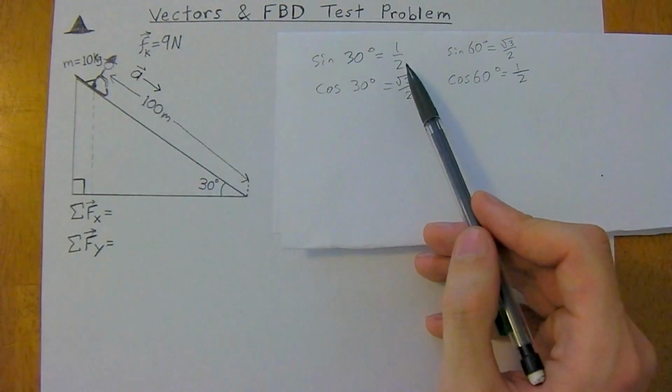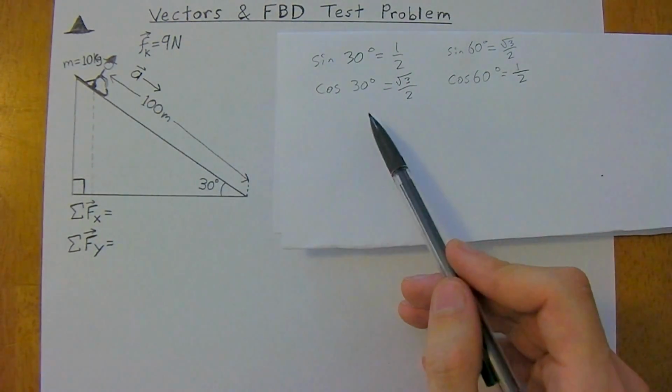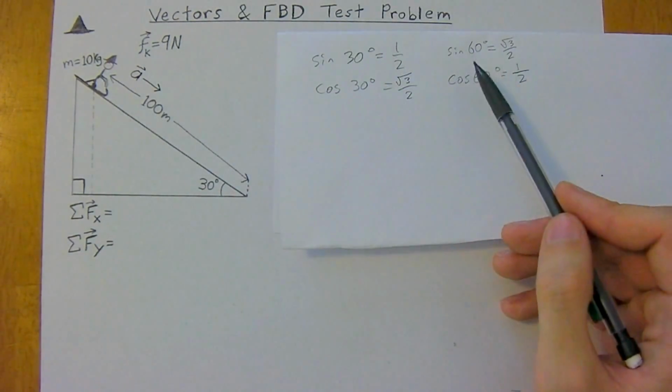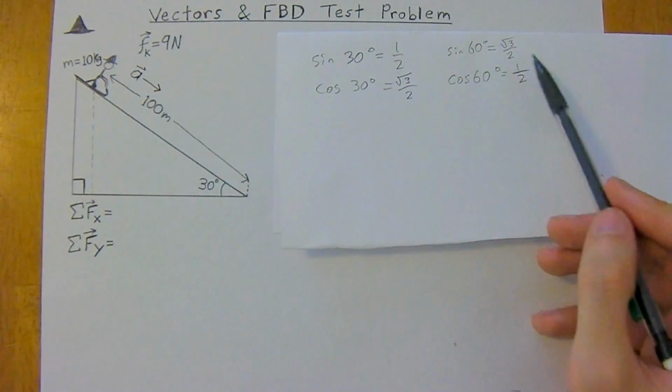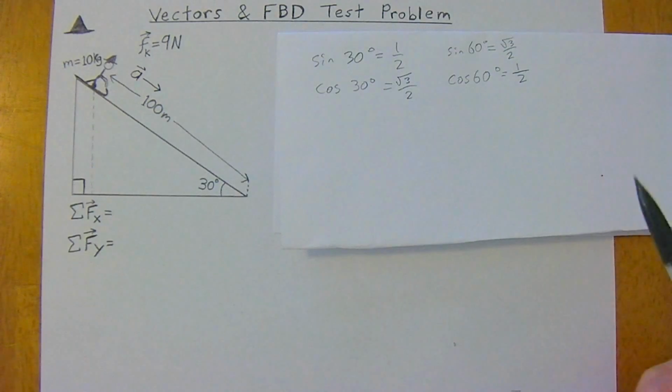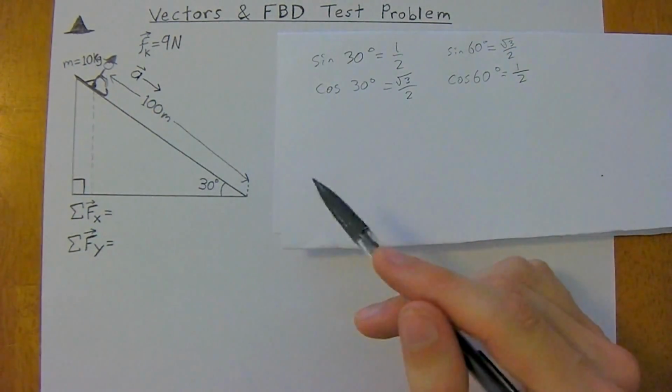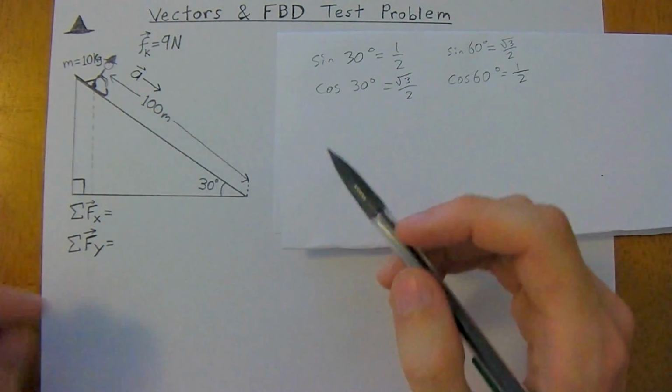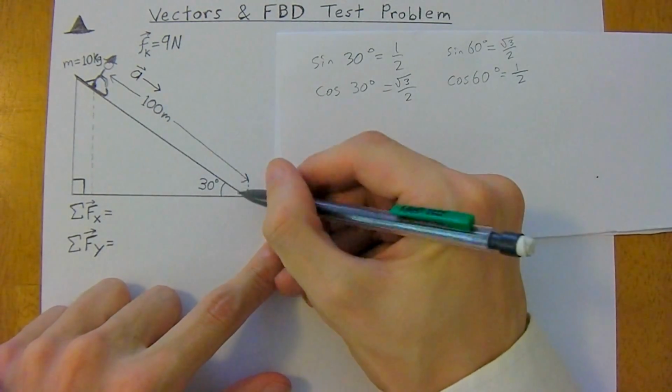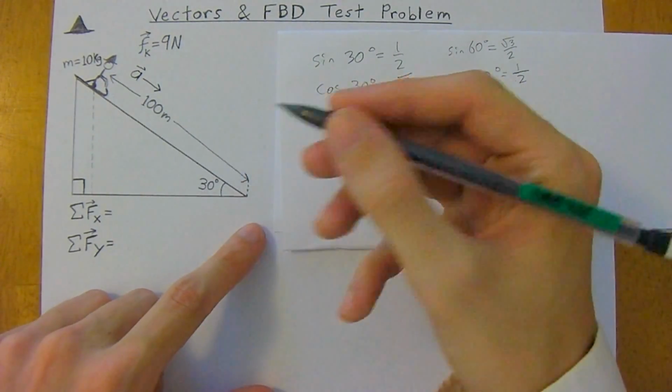So sine of 30 degrees is 1/2, cosine 30 degrees is root 3 over 2, sine 60 is root 3 over 2, and cosine of 60 is 1/2. So when they do give you this, and you can almost guarantee this will show up in an assignment or a midterm somewhere, there is a trick.